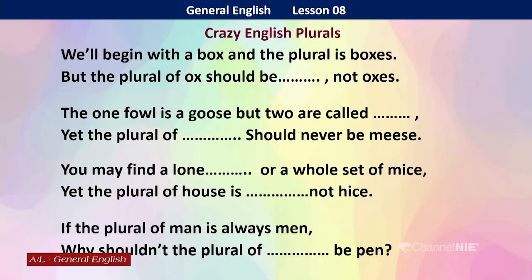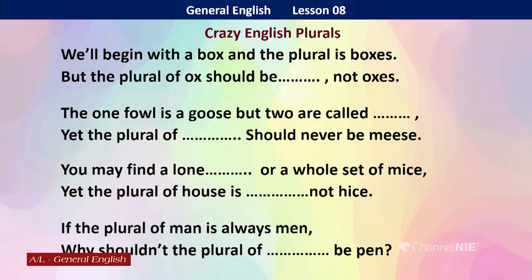We'll begin with a box and the plural is boxes. But the plural of ox should be blank, not oxes. The one fowl is a goose, but 2 are called blank. Yet the plural of blank should never be miss. You may find a lone blank or a whole set of mice, yet the plural of house is blank, not highs. If the plural of man is always men, why shouldn't the plural of blank be pen?